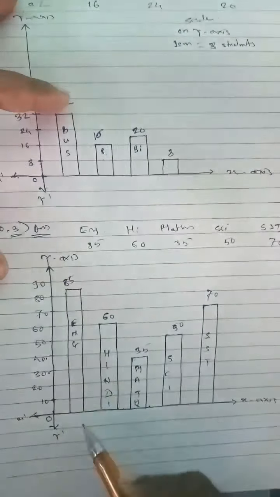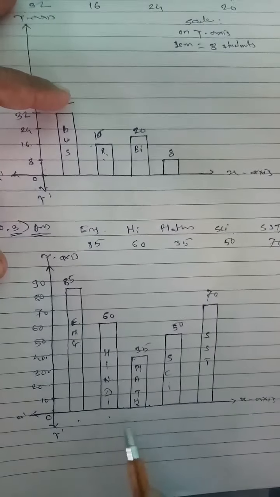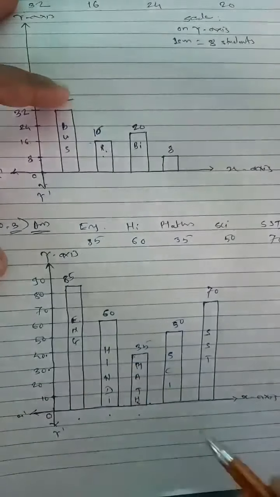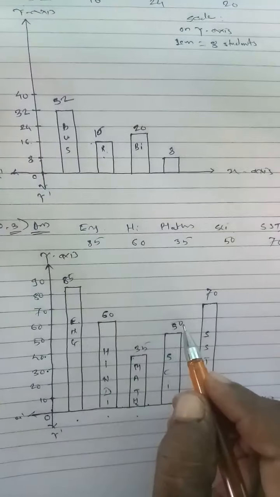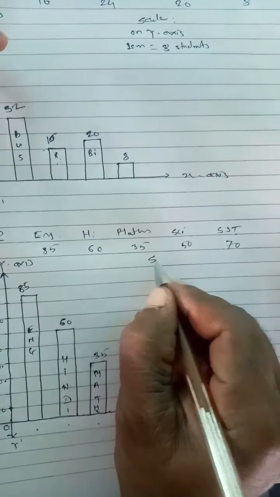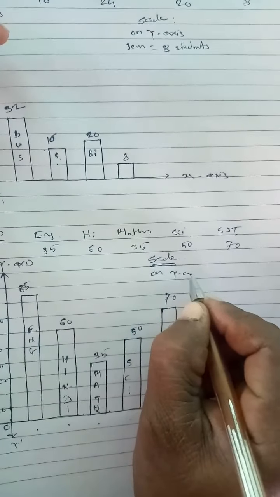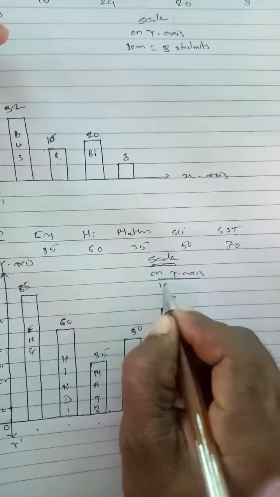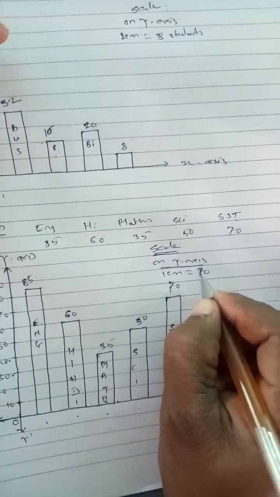You can write the subject names here, or otherwise inside the bars, and you can color and decorate them. The most important thing is that you have to write the scale on the y-axis: 1 centimeter is equal to 10 marks. This is our scale.